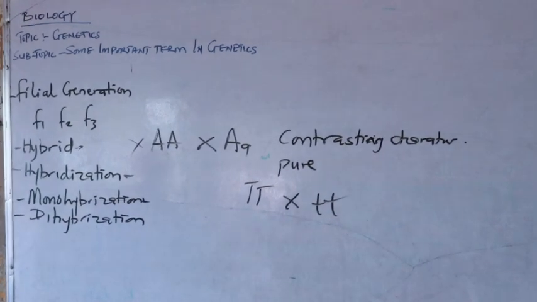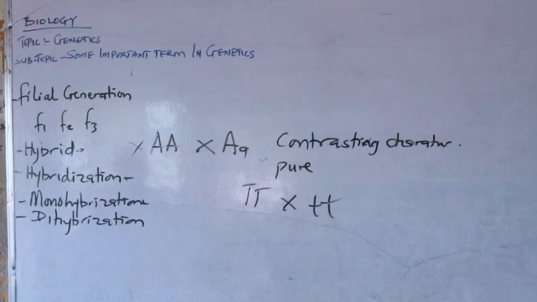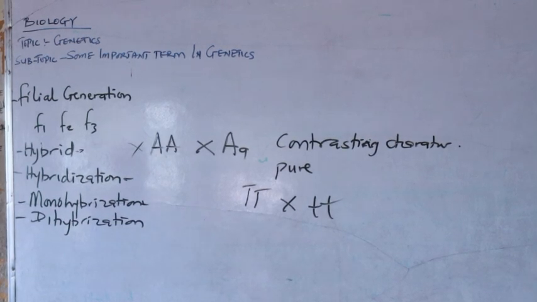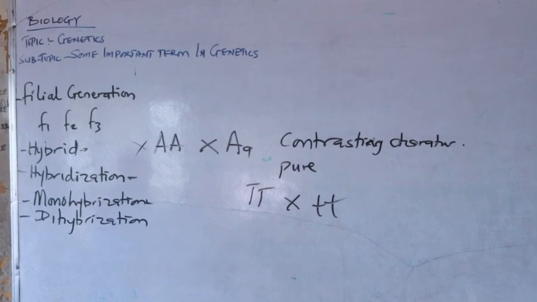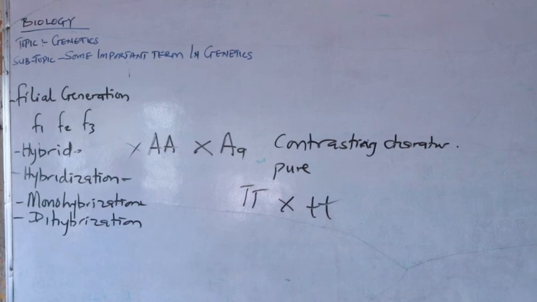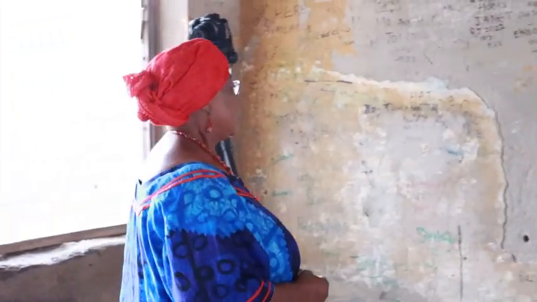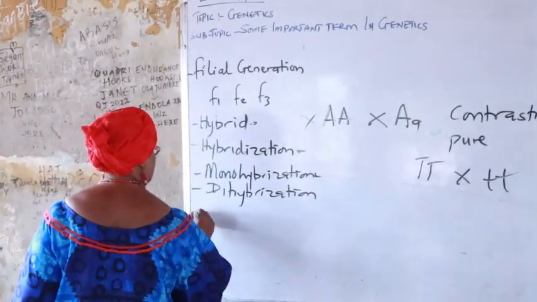Then the other is dihybridization. This involves the crossing of plants with two pairs of contrasting characters. Two pairs. We'll still get there. Another thing we'll be coming across is haploid.